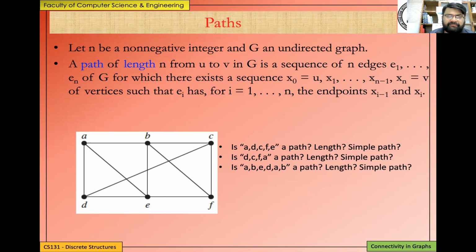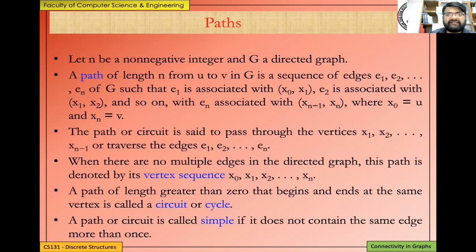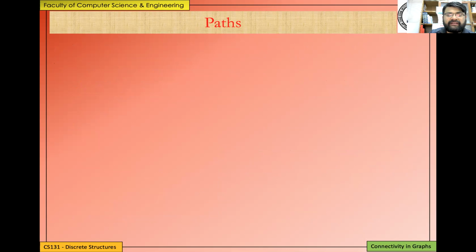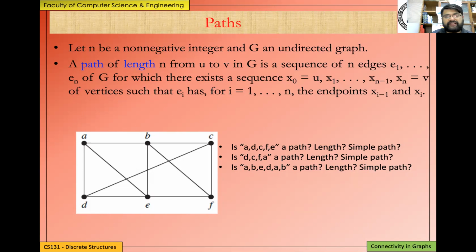So for example, if you take this graph, we ask: is ADCFE a path? Well, A, D, C, F and E, that is a path. Yes, the answer is it is a path. What is the length? Well, the length is 1, 2, 3, 4. Is it a simple path? A simple path is one that does not repeat a particular thing, and I think the definition is going to come up next. We'll see that this is definitely a simple path, right?